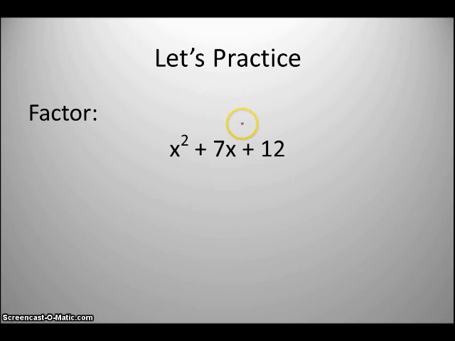So the first thing I want you to notice is I have a plus sign. So I'm going to need to list the factors that will create a positive 12. This plus sign tells me that my sign is the same. This plus sign in front of the 7 tells me what it's going to be. They're both going to be positive. They're going to be plus.